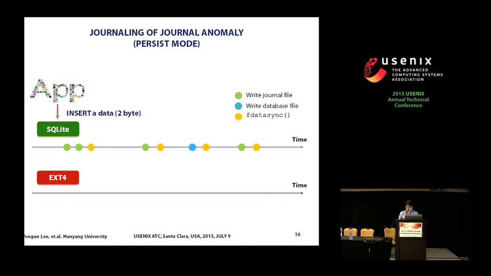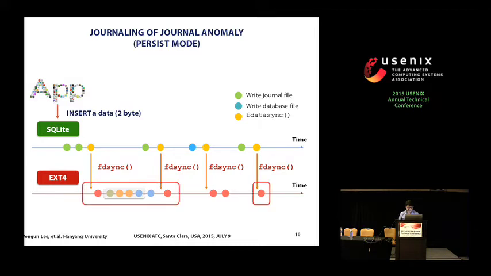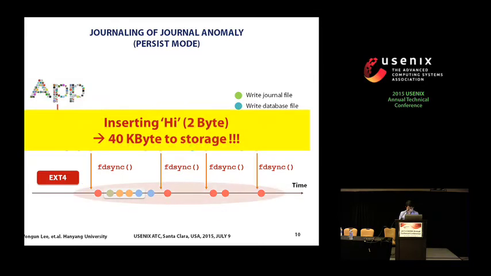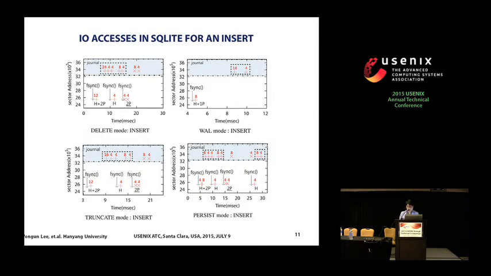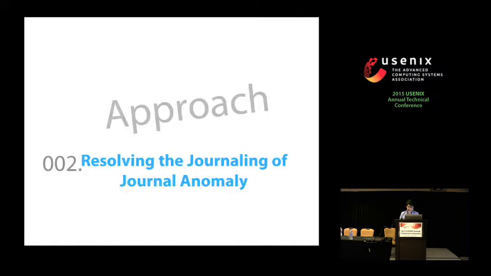Here we show what happens when SQLite and the EXT4 file system work together. When SQLite calls fsync, EXT4 writes the corresponding data and journal to storage. For each fsync call, EXT4 writes a huge amount to the file system journal area for the SQLite journal file. In the beginning, we start with 2 bytes, but in the end, 40 kilobytes is written to the storage. This is observed on all journaling modes of SQLite. Such I/O traffic is considered bad for overall performance.